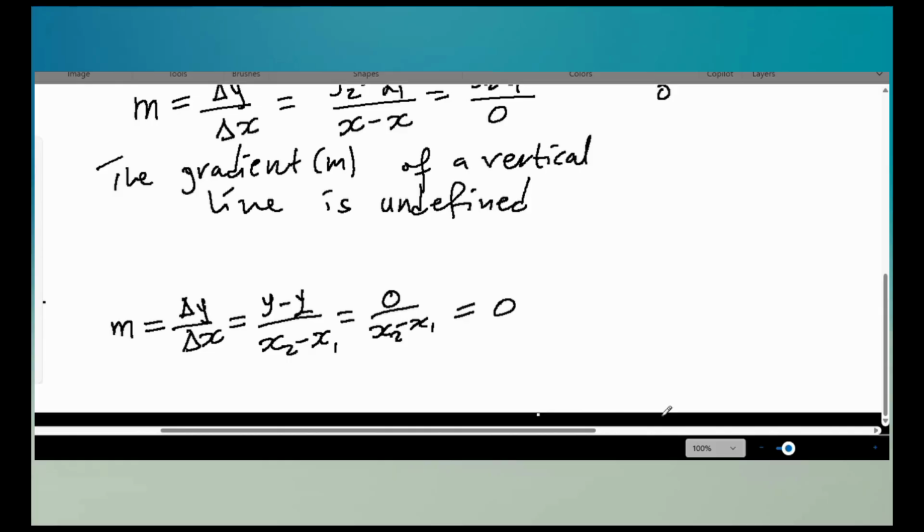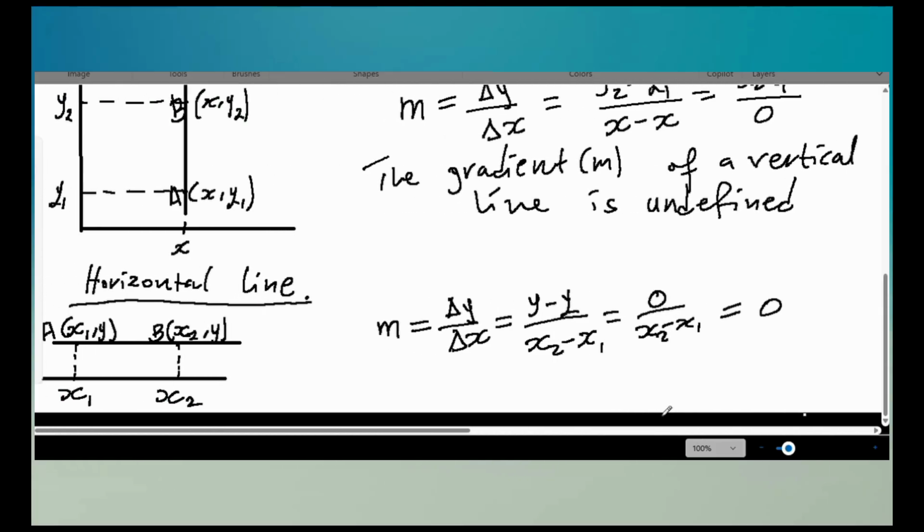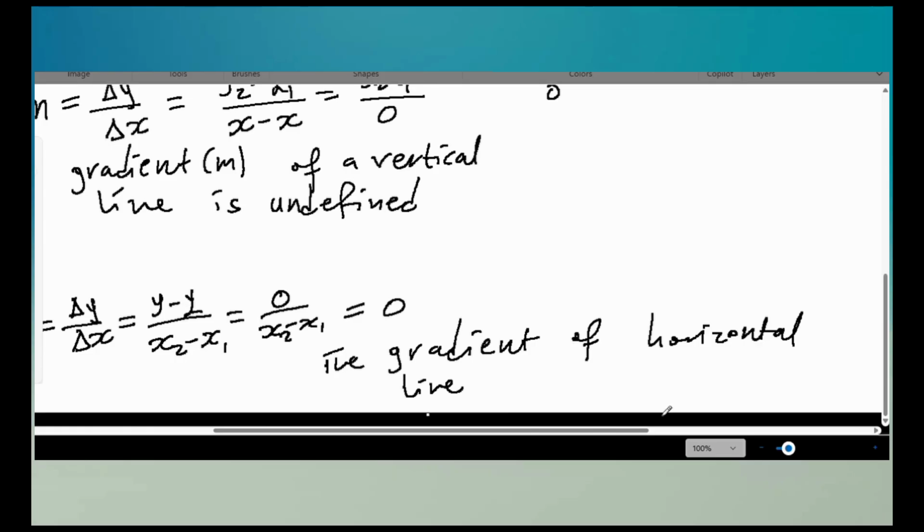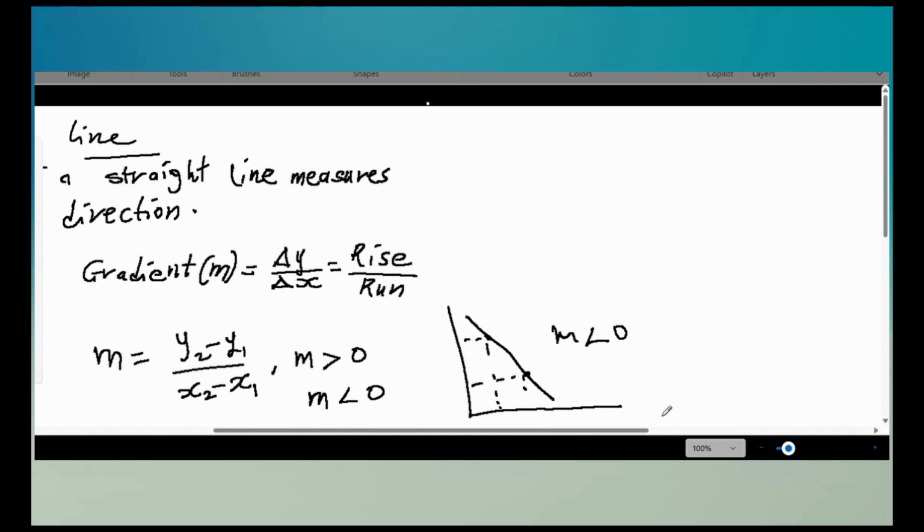0. Okay, and for that reason, you're going to conclude that the gradient of a horizontal line is 0.